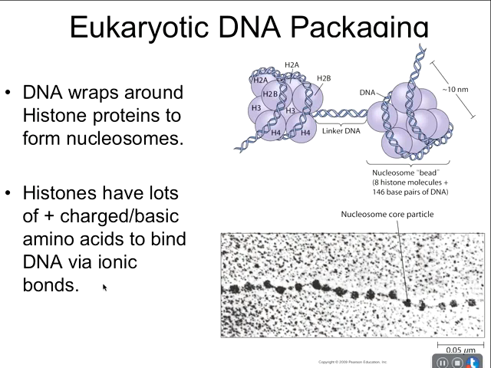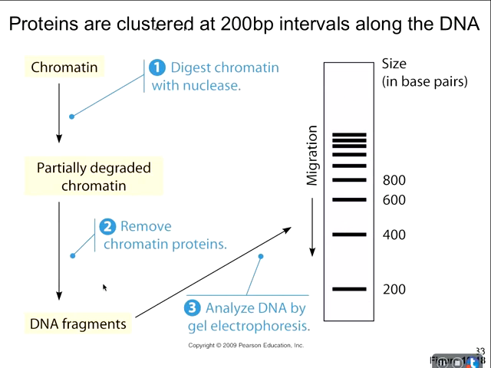The structure of a histone with DNA wrapped around it is called a nucleosome. Right, so it's called a nucleosome once you have DNA wrapped around your histone proteins. You wind up with several of those together. They did an interesting experiment to show that these proteins show up about 200 base pairs along the DNA.